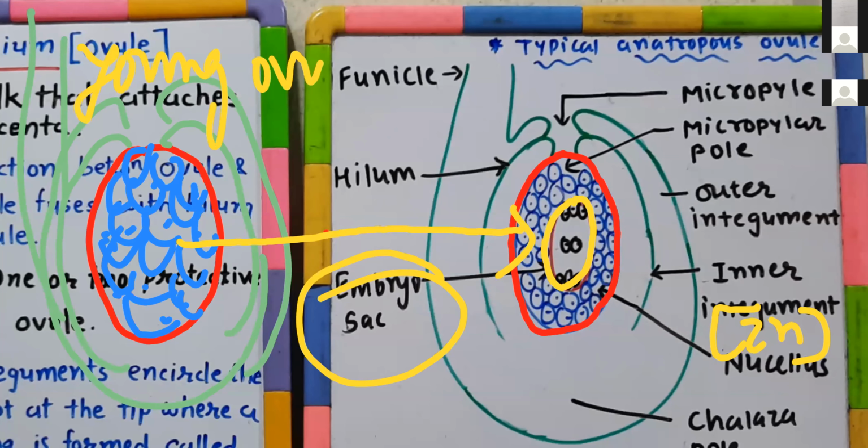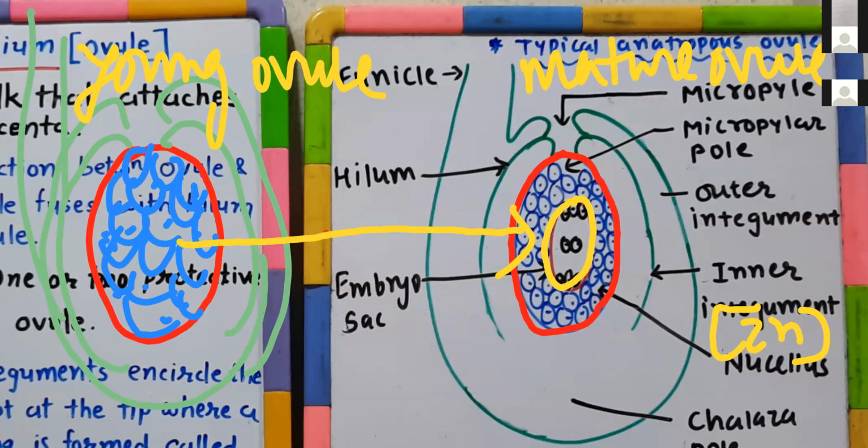Young ovule, mature ovule. Young ovule without embryo sac, mature ovule with an embryo sac. That's the difference between the two. So within the nucellus develops the embryo sac, or it is also termed as female gametophyte.